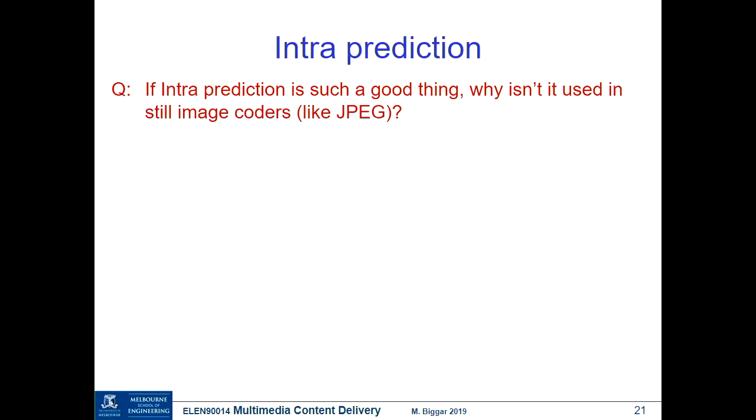This question I won't get you to answer, because it's a bit out of date now that I've just told you it's used in HEVC. So I was going to present this question to you to think about: if this intra-prediction is such a good thing, why isn't it used in still image coders like JPEG? Well, it just wasn't developed in the times of JPEG.